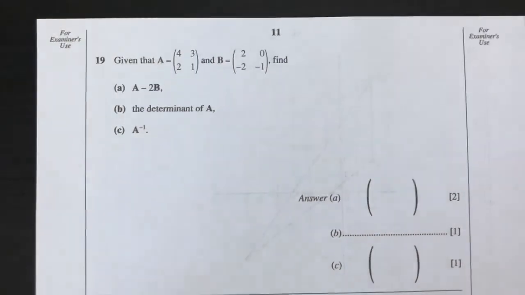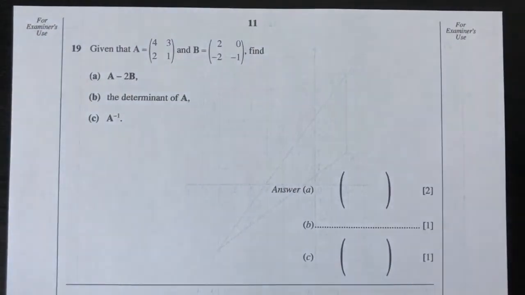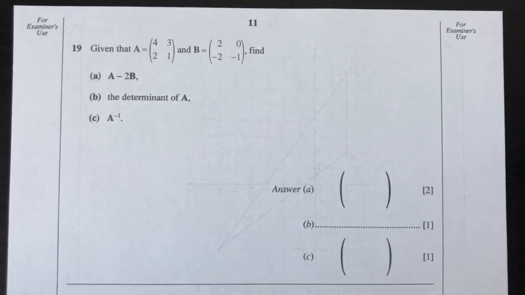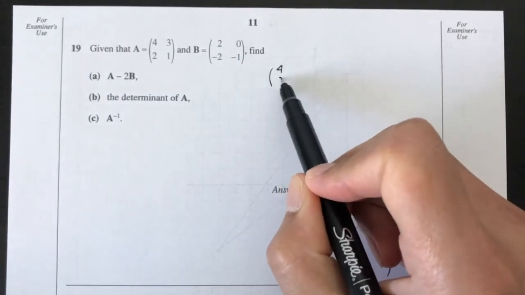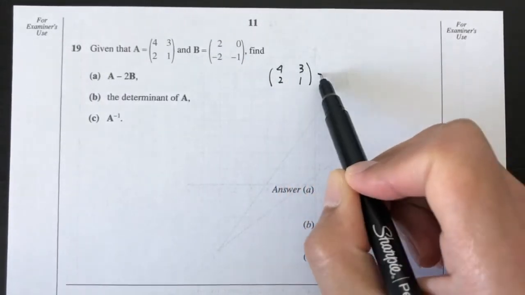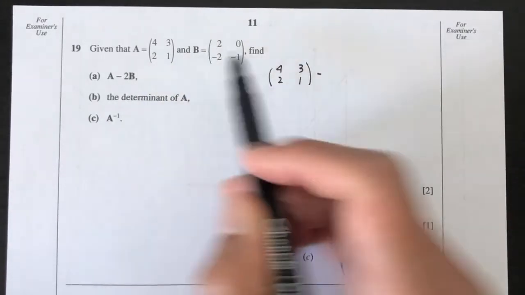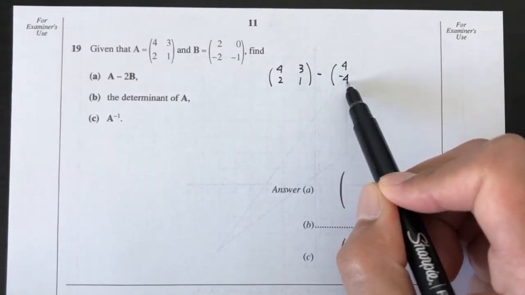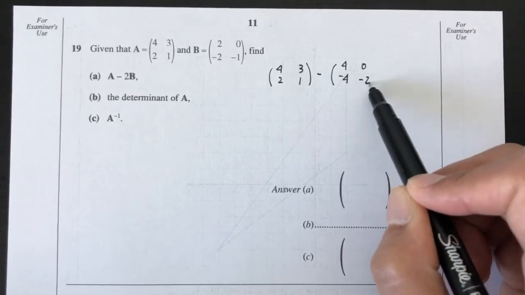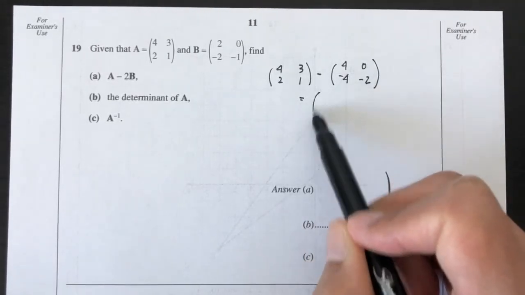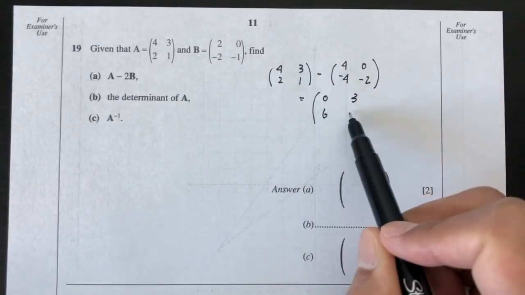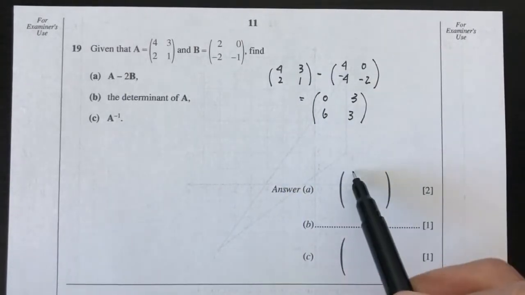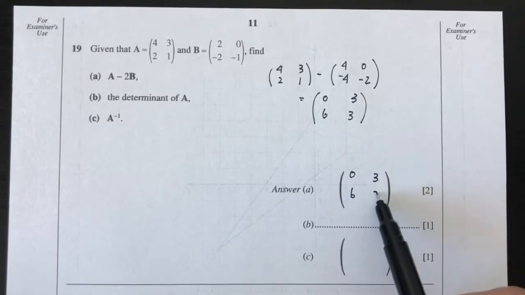Let's move on to question 19. Now given that A is equal to this matrix, B equal to this matrix, find A minus 2B. Now A is same thing, 4, 2, 3, 1 minus 2B. So first let's send the 2 inside. You will have 4 minus 4, 0 minus 2. So you will have 4 minus 4 is 0. That will be 2. That will be 6. And that will be 3. Your answer is 0, 6, 3, 3.